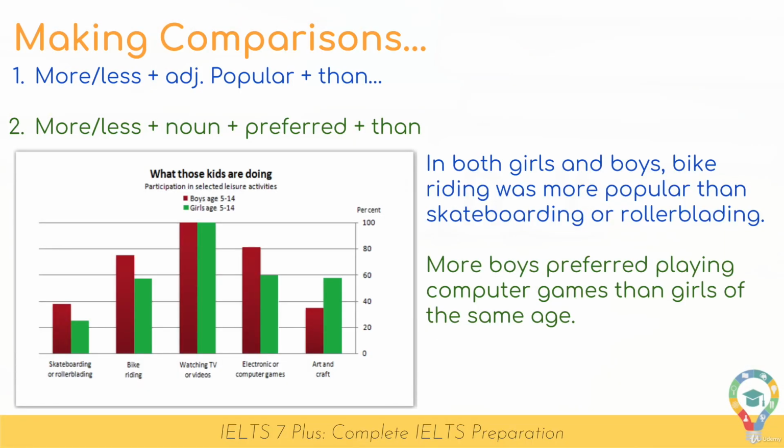Okay, now you've tried that, here are my examples. So for number 1, I said, in both girls and boys, bike riding was more popular than skateboarding or rollerblading. And for the second sentence structure, more boys preferred playing computer games than girls of the same age. Now, there's lots of different information you could describe, so well done for trying that out. Now let's move on to our next section in this lesson.